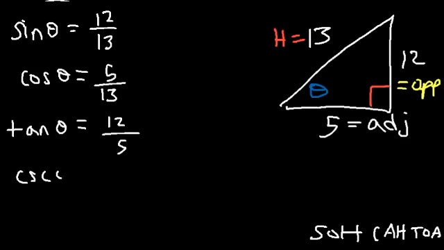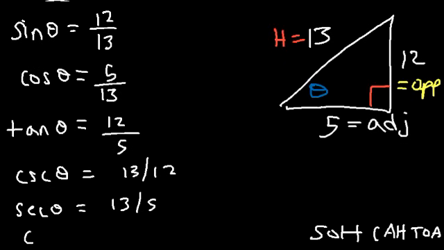So cosecant theta, which is 1 over sine, is 13 over 12. Secant theta is 1 over cosine, so that's 13 over 5. And cotangent theta is 1 divided by tangent, which is 5 divided by 12.